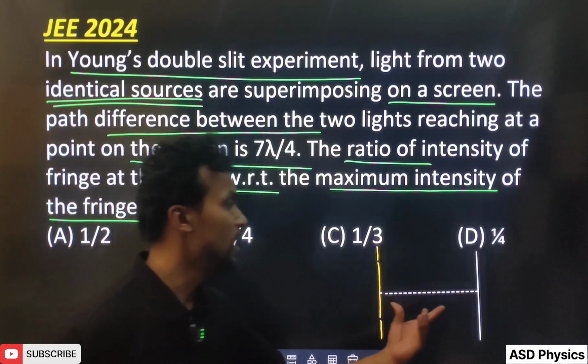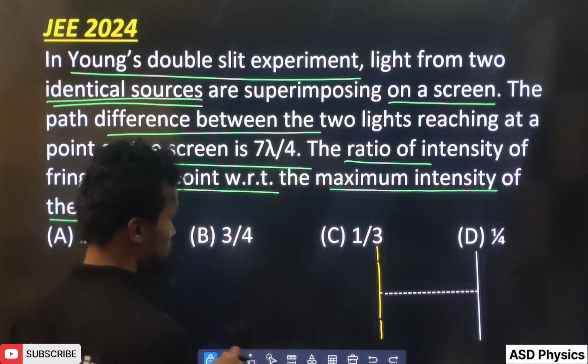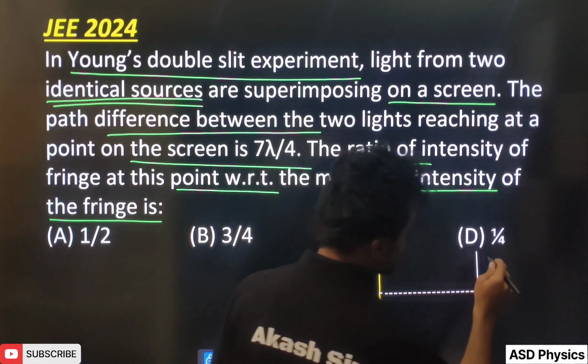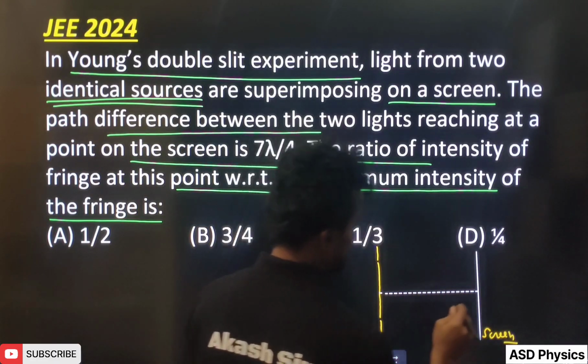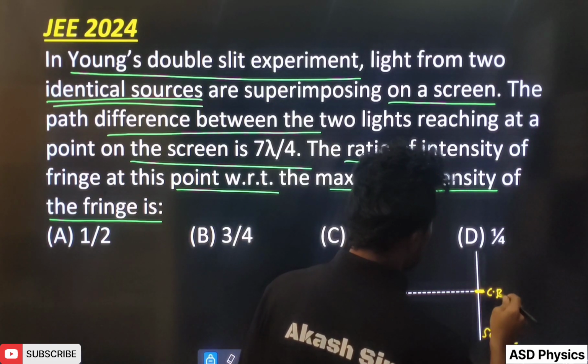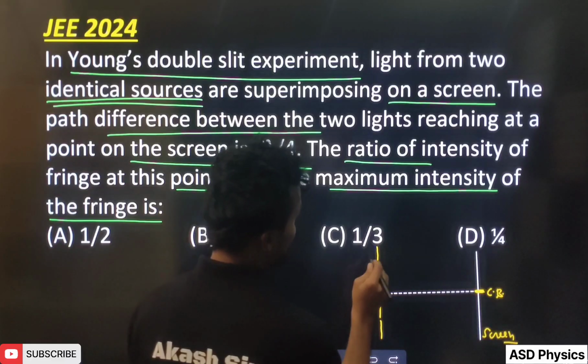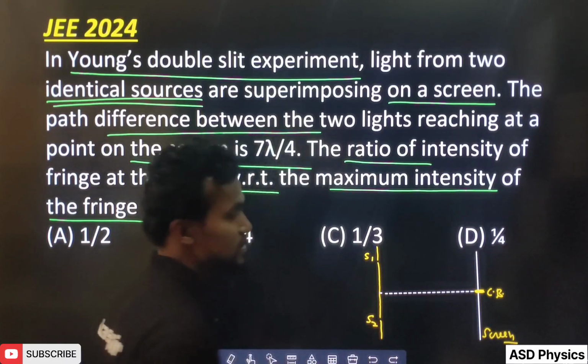Okay students, here I have drawn the setup of the YDSE. This is the screen, just to understand very basically. Here, always the central bright will form. This is the slit S1, and this is the slit S2.